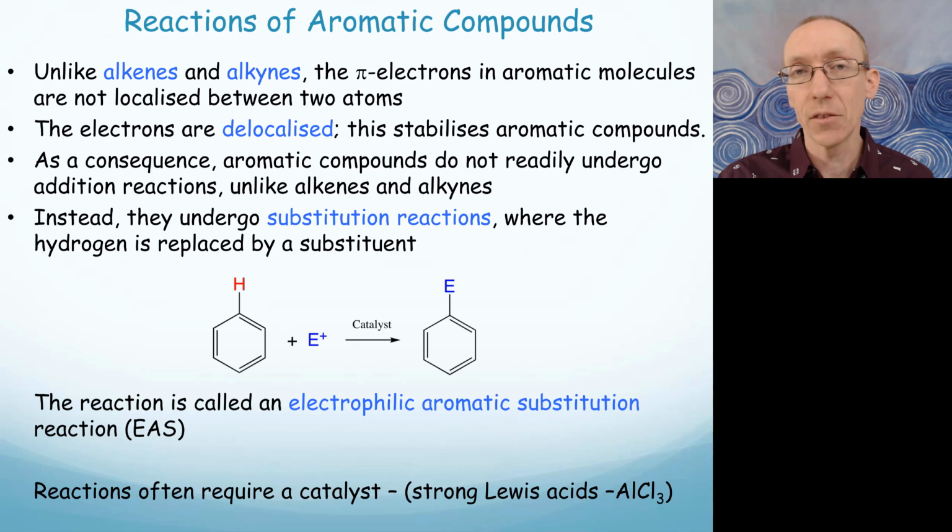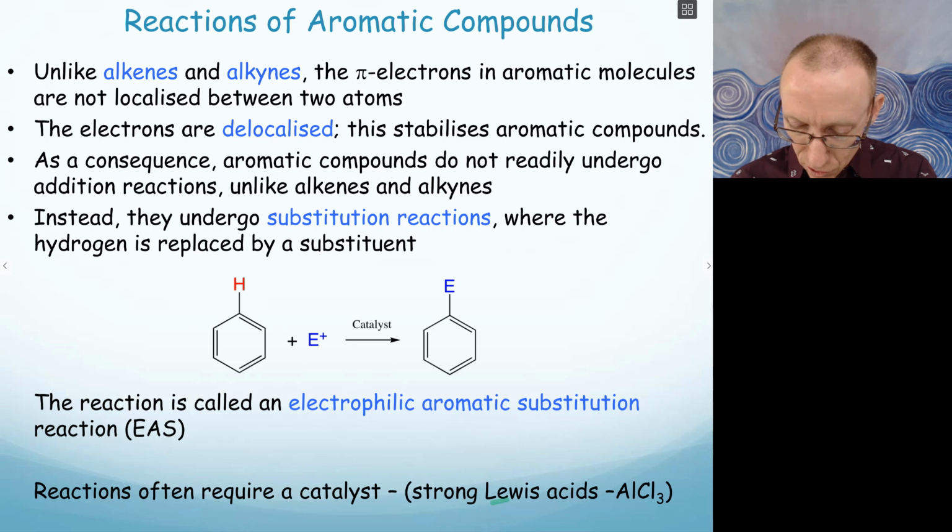Because the aromatic ring is stable, it takes a bit of an energy barrier to get it to react with an electrophile, and so often a catalyst is needed, and often these are strong Lewis acids such as aluminium trichloride.